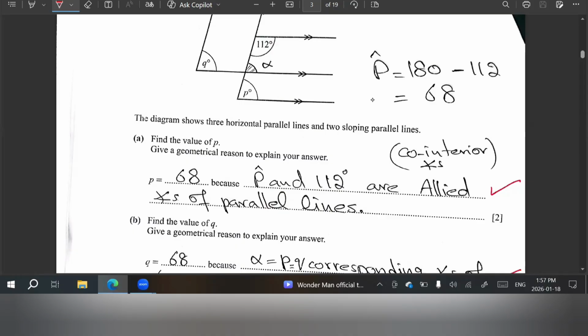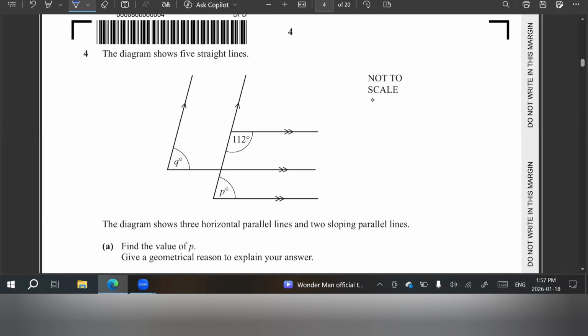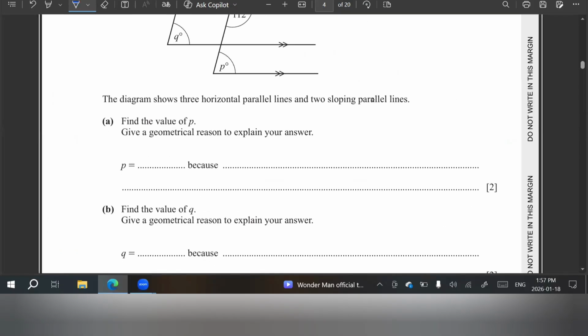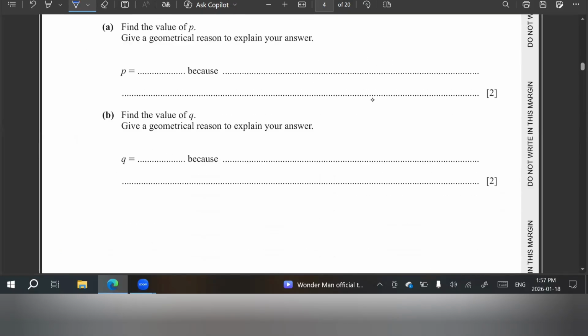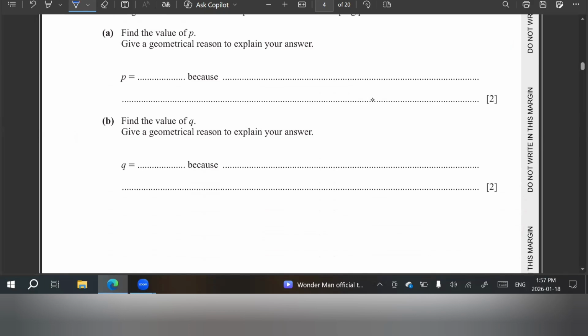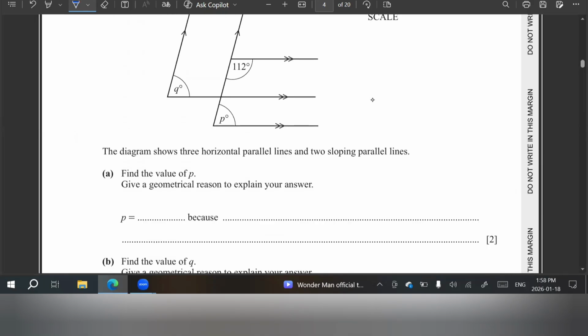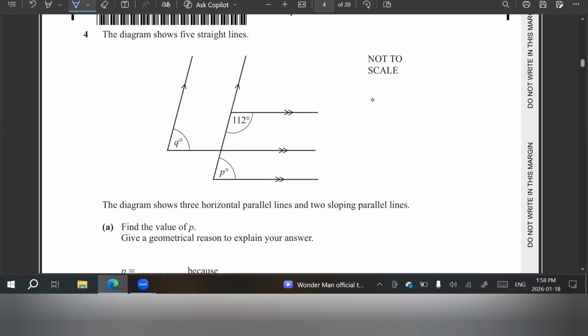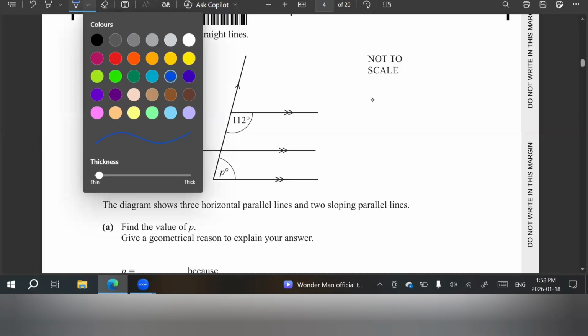Then what is their question? The next, the B part, they are asking you to find the value of Q, and give a geometrical reason to explain your answer. It is a 2 marks question. We have to find out Q. So if you want to find out Q here, let me change the color.